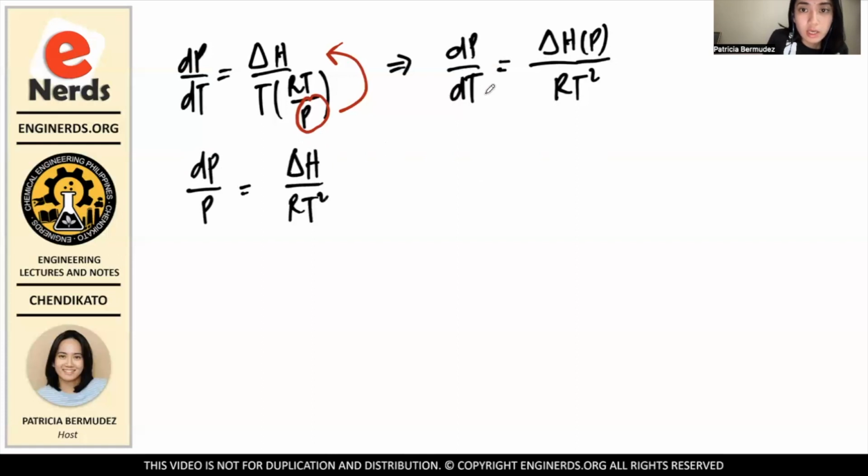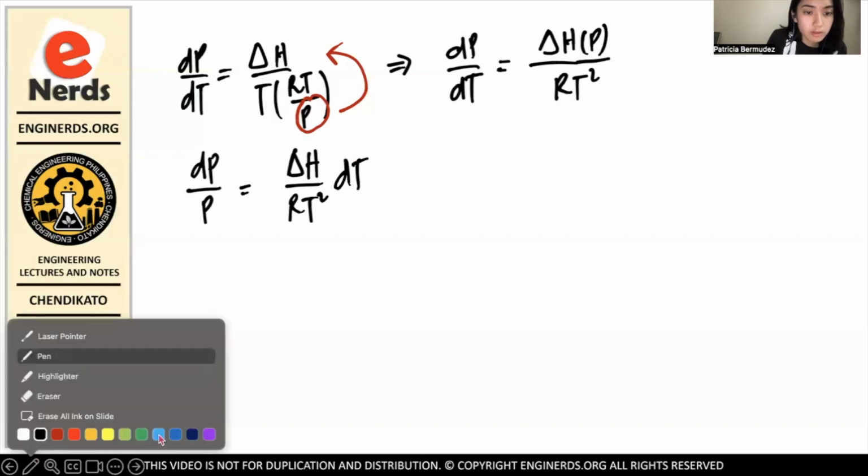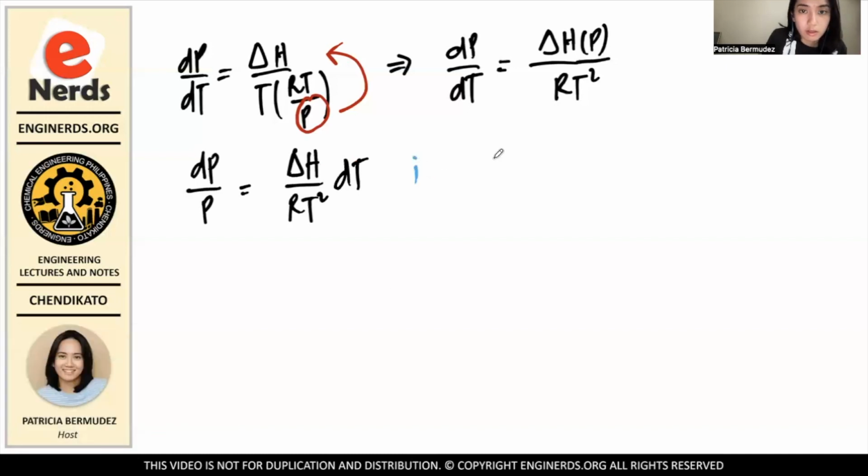And then the dt at the denominator on the left will be on the numerator on the right when transposed. So it'll be dt, okay? And we've learned from calculus that the integral of dx over x is equal to ln x.